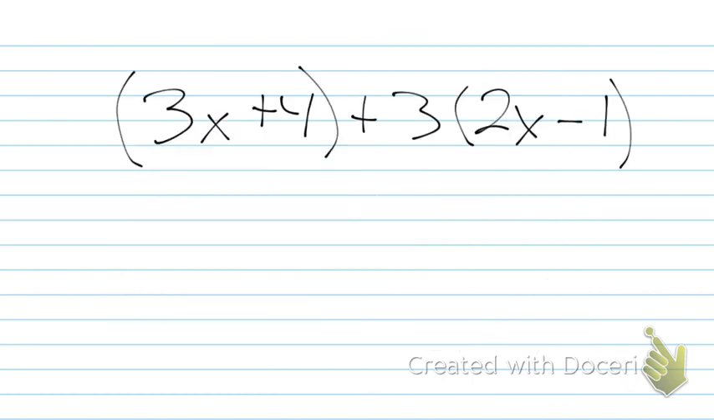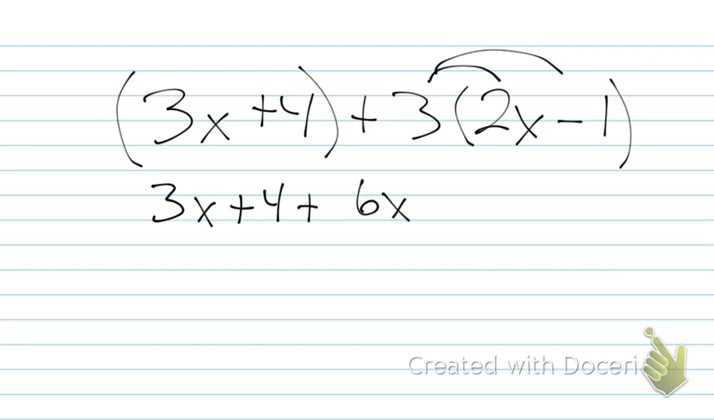All right? What property are you seeing we have to do here? Distributive. Because if I can get it to be all add, I don't need to worry about the parentheses. So 3 times 2x is 6x. 3 times negative 1 is negative 3. I just distributed this 3 to the 2x minus 1 here.